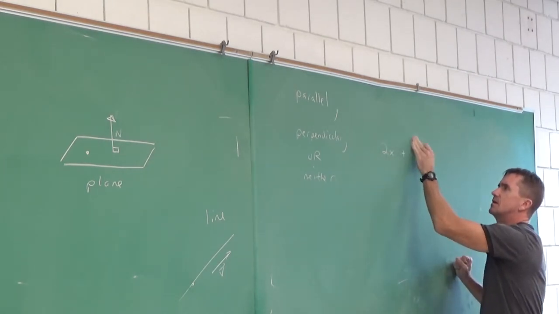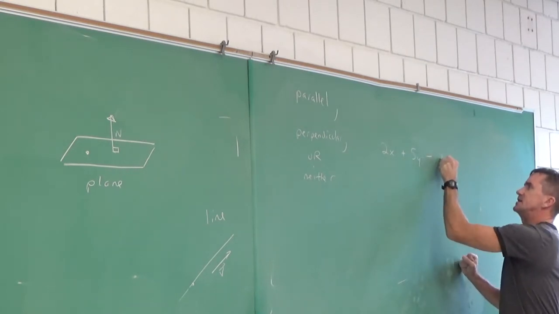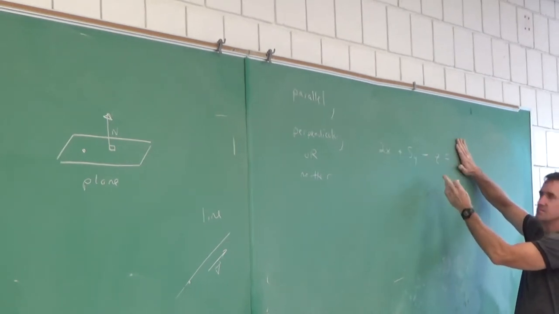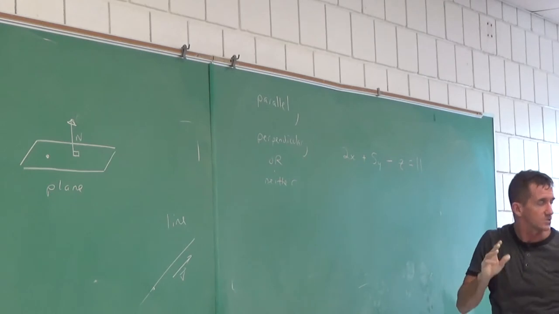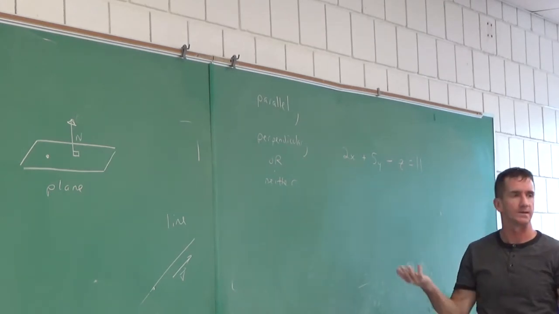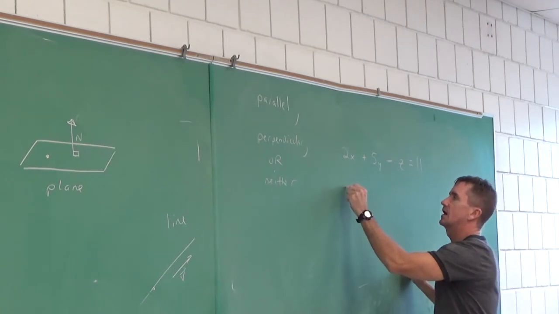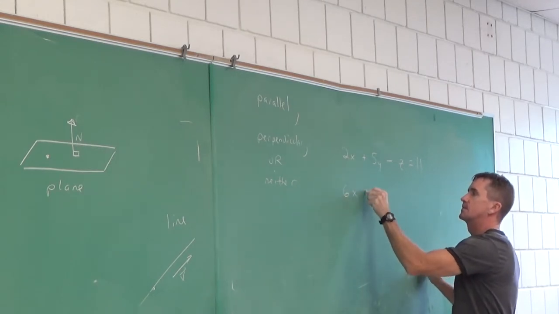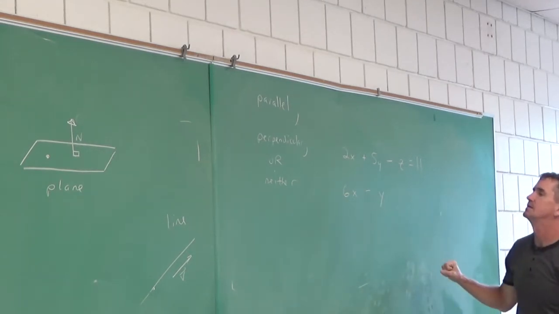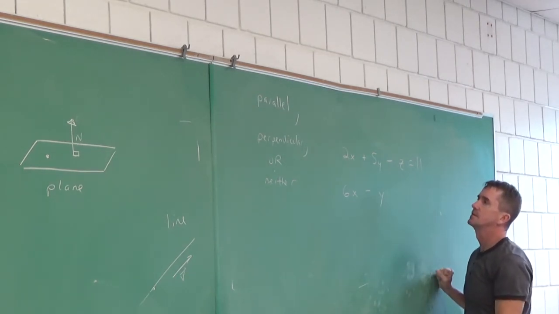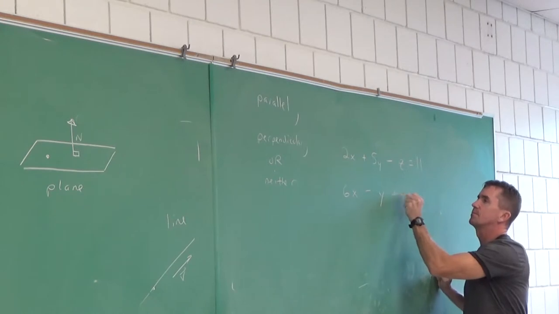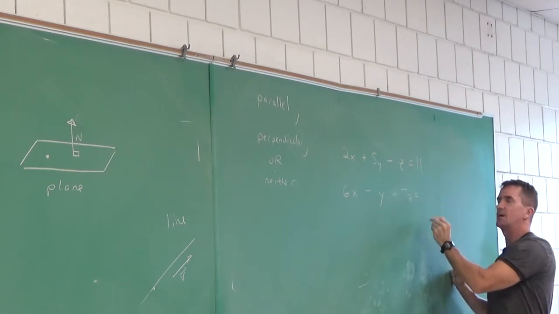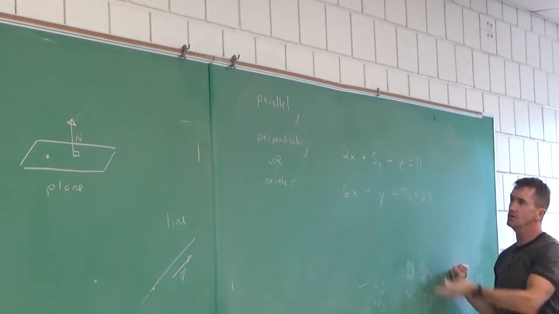2x plus 5y minus z equals... this doesn't always have to equal 0, does it, if I got everything distributed? So I'm going to just make that 11. That's one plane. Now let me make up another plane. I'm making these up. 6x minus y plus 7z equals, how about 23? Now those are two equations of planes.